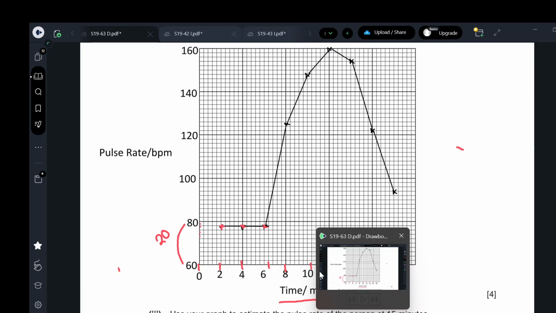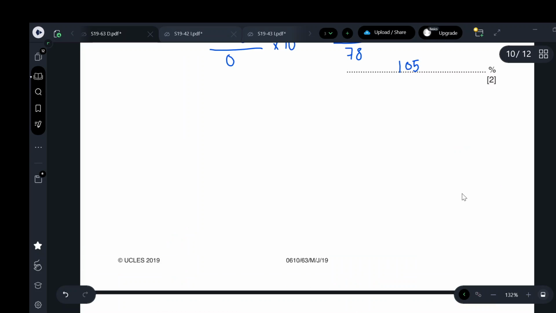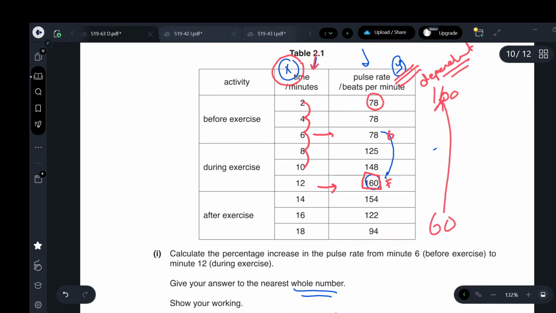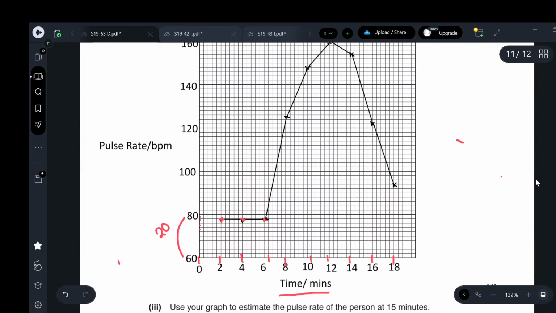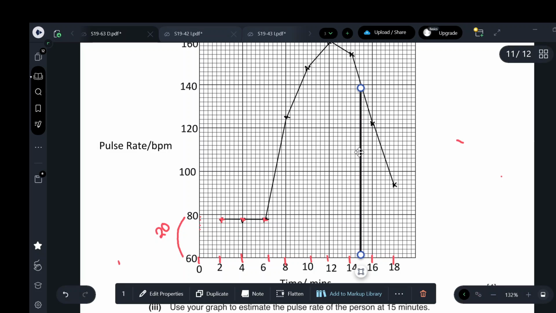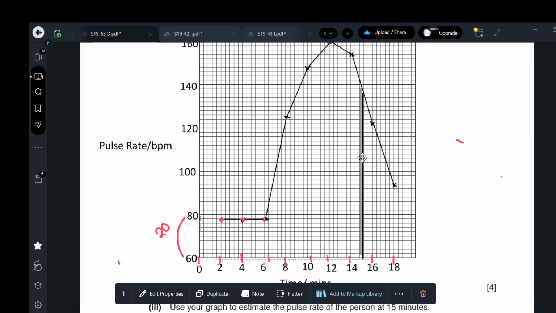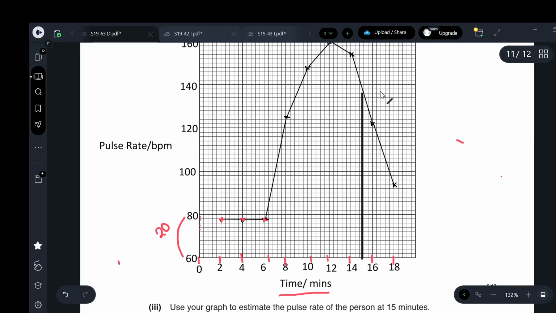Use your graph to estimate the pulse rate at 15 minutes. How am I going to estimate the pulse rate at 15 minutes? From your graph, you will get your ruler. You will draw a line up at 15 minutes until you meet your graph. Okay, 15 is exactly in the middle between 14 and 16. And then when you meet the graph, you will go left.